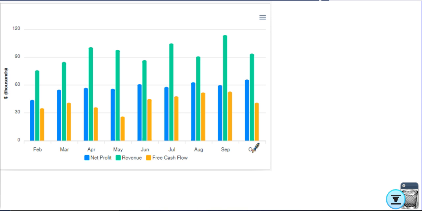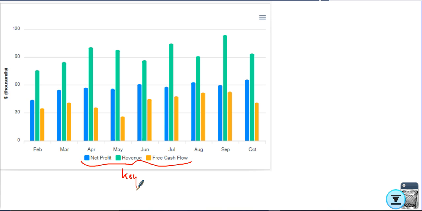Then, for each month, there are 3 bars. One bar is blue, one is green, and one is orange. What do they mean? We have the key. This is the key. It says that the blue one is the net profit, the green one is the revenue, and the orange one is the free cash flow. As you can see, for each month we can decide.